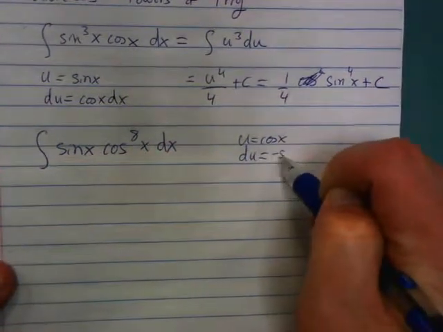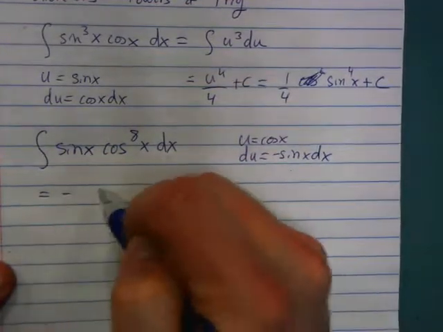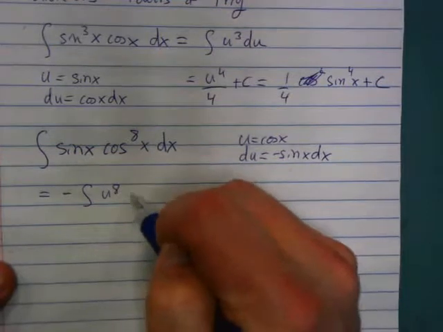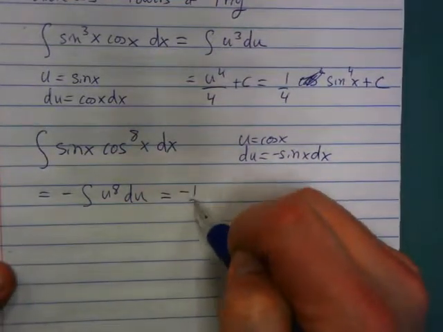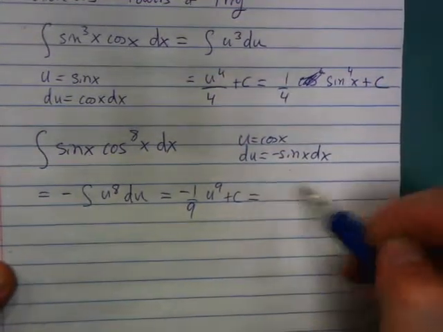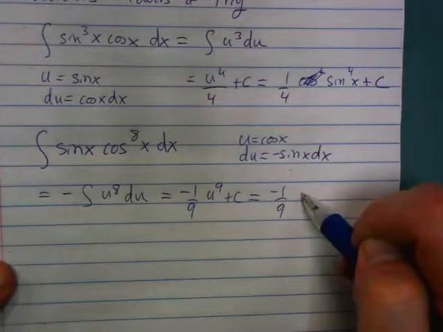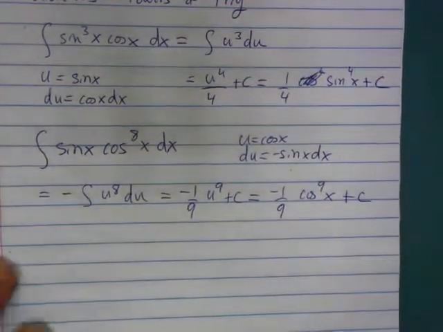Du is minus sine x dx. So this becomes minus the integral u to the 8 du. So that's minus 1/9 u to the 9th plus c. And I plug my cosine back in. Minus 1/9 cosine to the 9th x plus c.